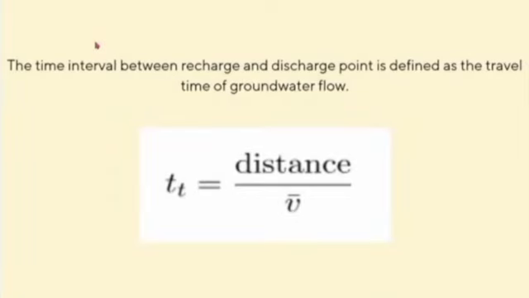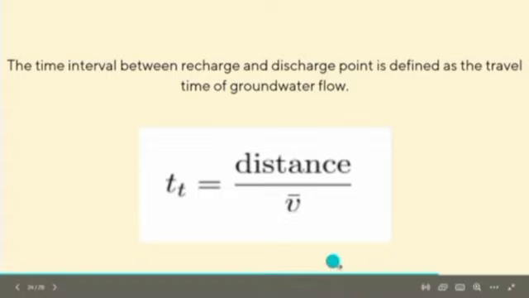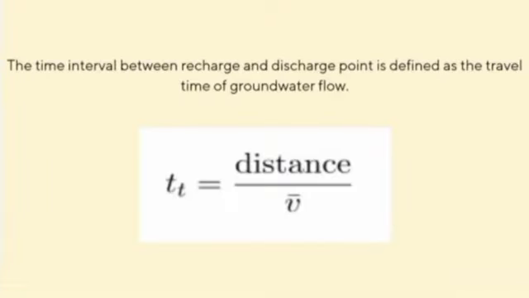The time interval between recharge and discharge point is defined as the travel time of groundwater flow. A local increase in the hydraulic conductivity leads to a decrease in the travel time. This feature is more commonly observed in saltwater bound lenses. When the hydraulic conductivity is similar, there is a decrease in the travel time as the recharge increases.